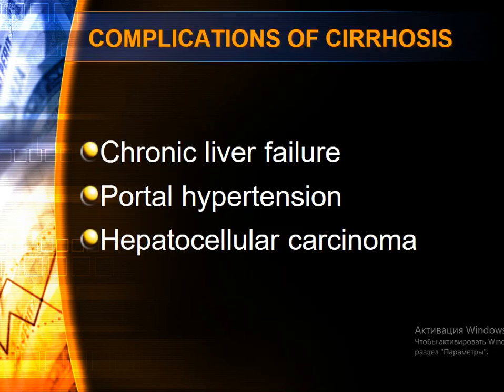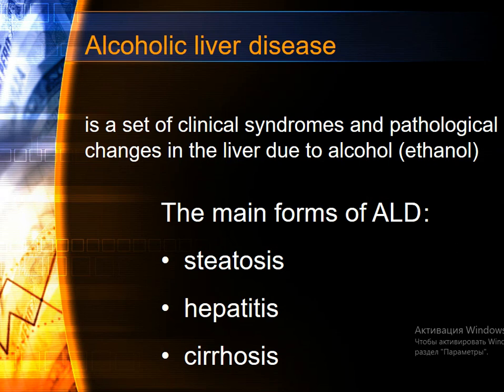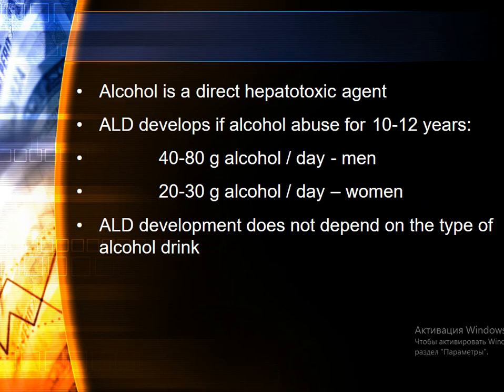Complications of cirrhosis I just list. We discussed in the beginning of the lecture chronic liver failure and portal hypertension, and another complication of cirrhosis is hepatocellular carcinoma. Briefly about alcoholic liver disease. It is a set of clinical syndromes and pathological changes in the liver due to alcohol, especially ethanol. The main forms of alcoholic liver disease are steatosis, hepatitis, and cirrhosis.